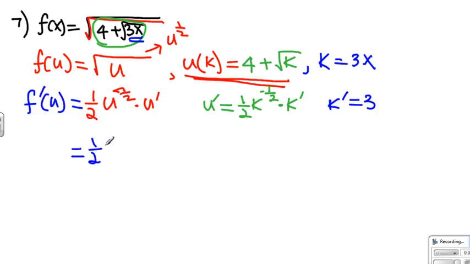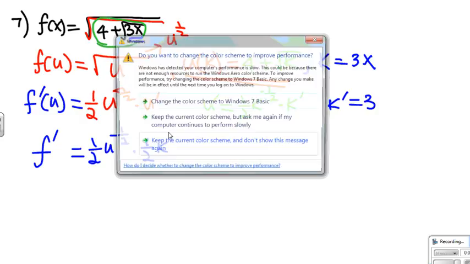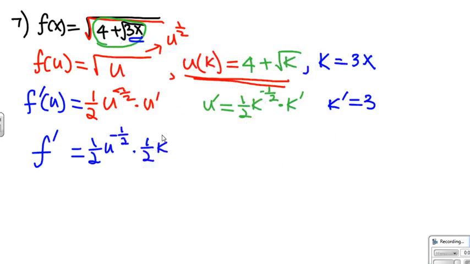1/2 u to the negative 1/2 power times u prime. So I'm just going to call this one f prime. I didn't specify the variable because we're going to have mixed variables here. U prime is equal to this one, which is equal to 1/2 k, as you can see over here, to the negative 1/2 power times k prime. Now, as you can see, k prime is equal to 3, so we're going to multiply that by 3 in place of k prime.